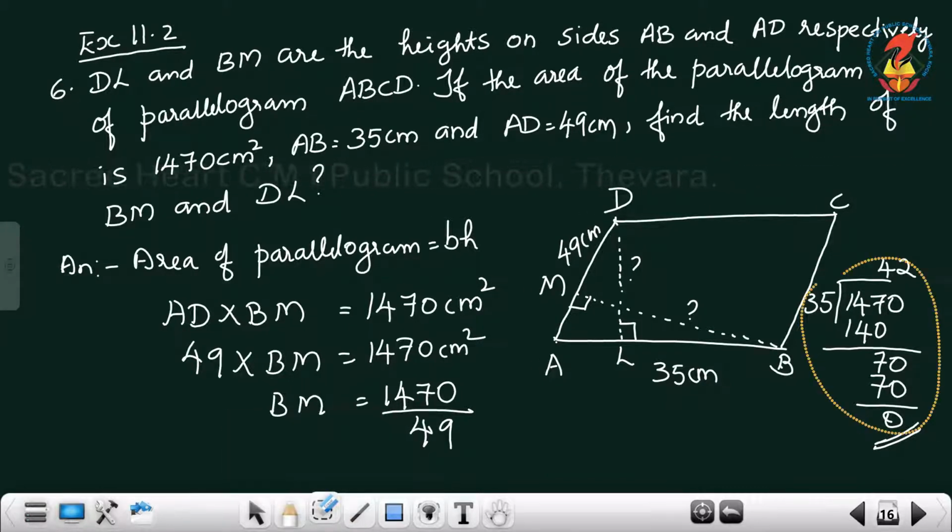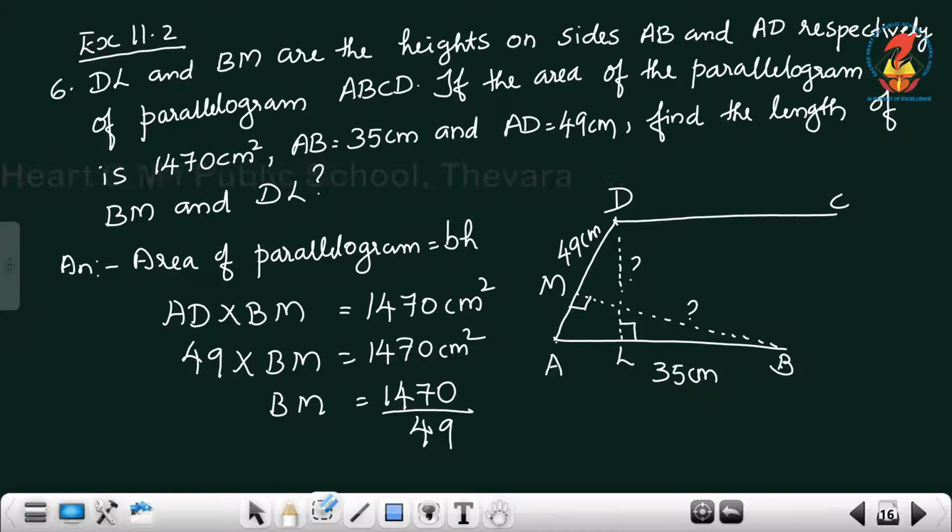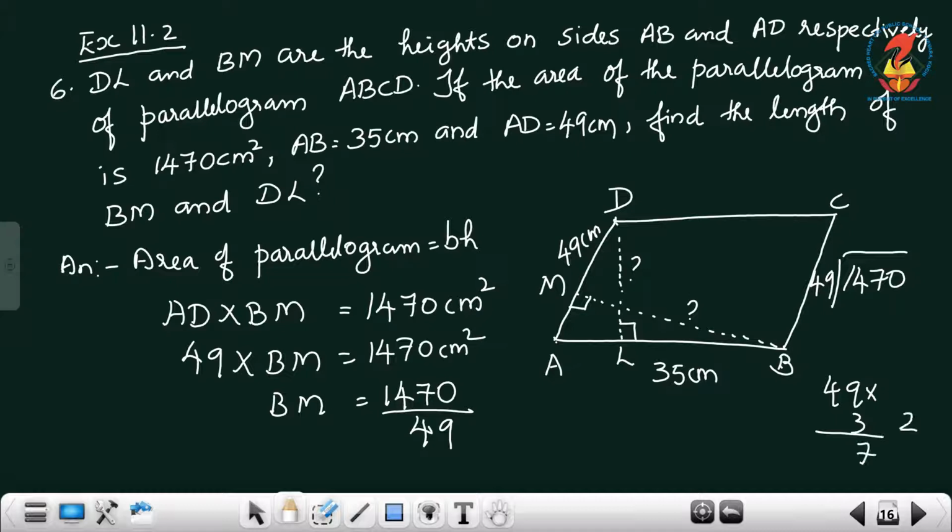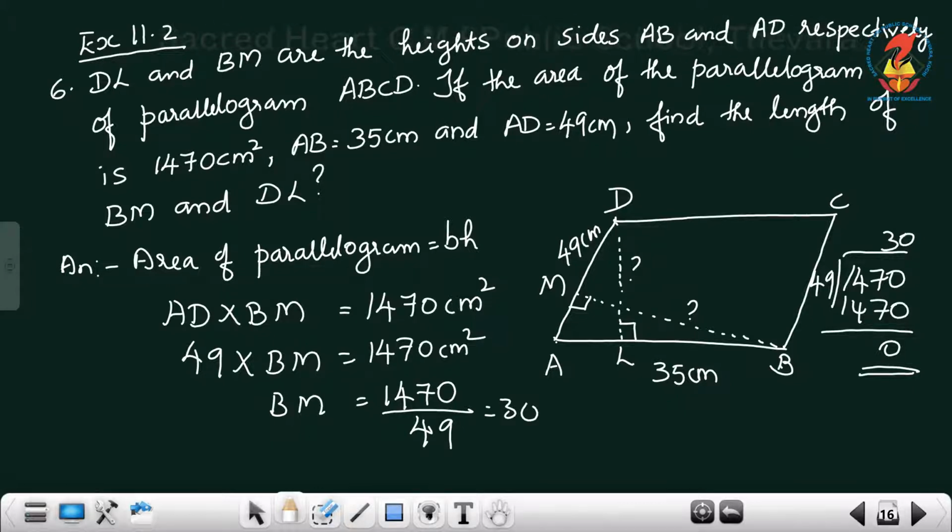1470 divided by 49. 49 into 3 is 147. So the answer equal to 30 centimeter. BM equal to 30 centimeter.